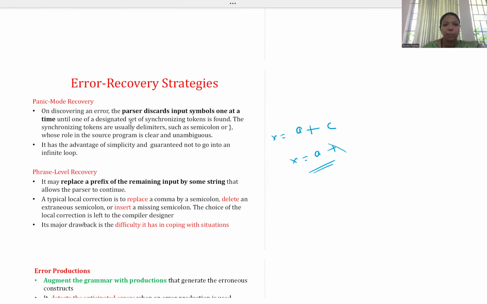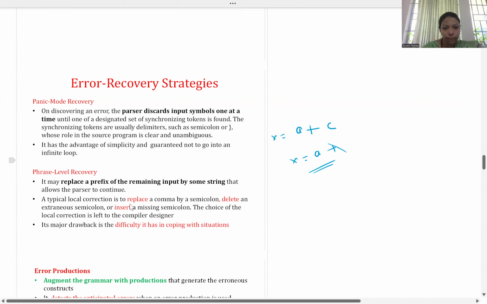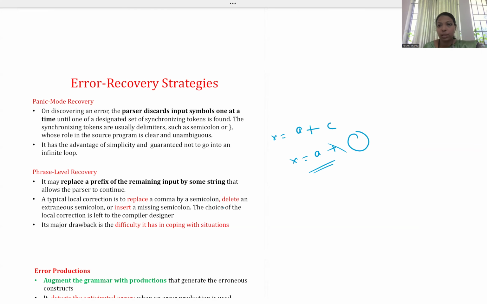What does phrase level recovery mean? It will replace, delete, or insert one symbol at a time, and then try to recover. For example, if one particular variable or identifier is missing, it will try to insert one and then recover from it. Or it can delete one and then recover, or try to replace it with something else. For example, if instead of writing IF, I write FI, it will try to replace it and then correct it.